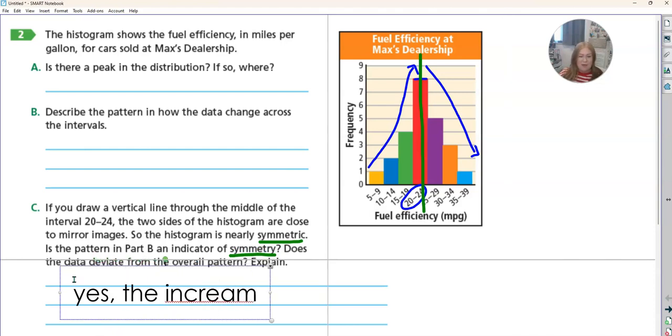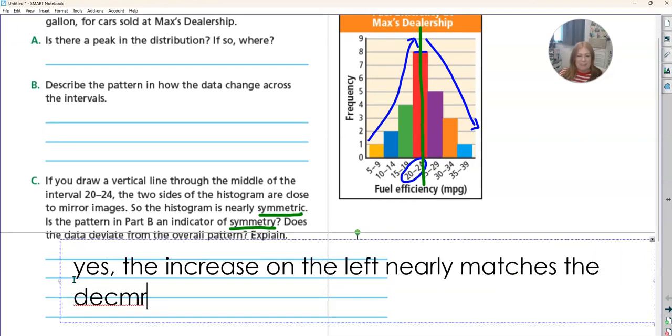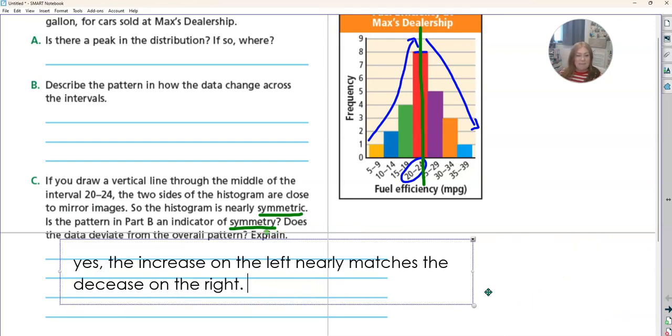The increase on the, what side is that? The left nearly matches the decrease on the right. So we can see the increase here and the decrease here almost mirror each other when we fold those up.